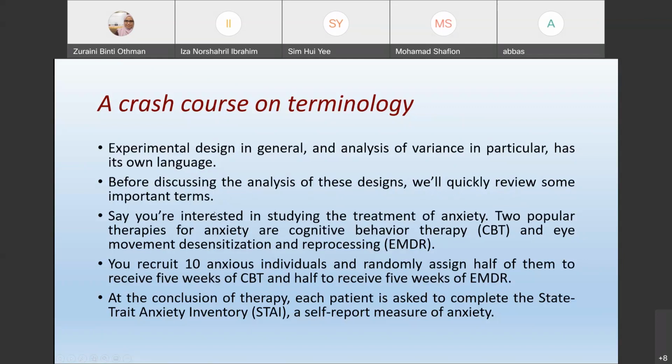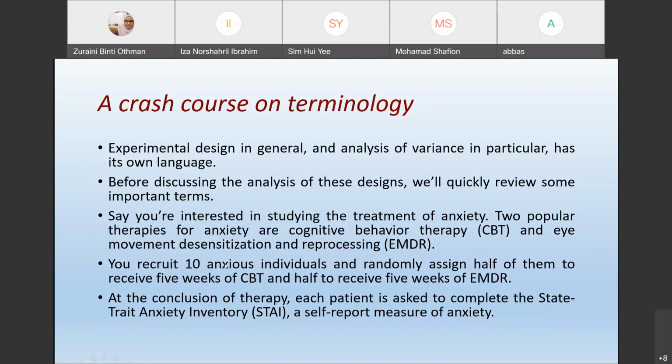Then this is the terminology. We will use this example. We want to know some important terms, but we have to study this. Studying the treatment of anxiety. This is an experiment conducted for studying the treatment of anxiety. Two popular therapies for anxiety are cognitive behavior therapy (CBT) and eye movement desensitization and reprocessing (EMDR). These are the two therapies for anxiety.